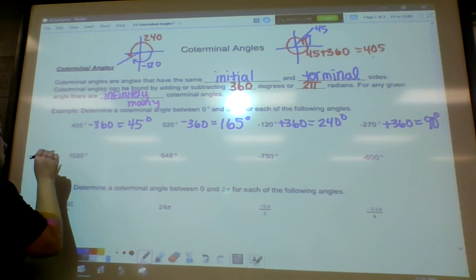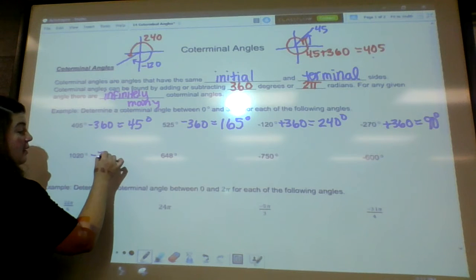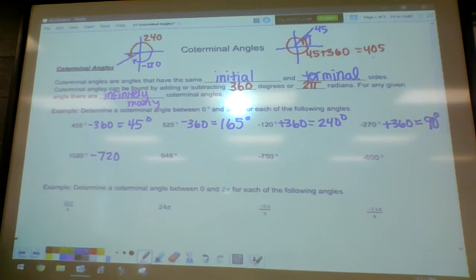All right, up next, 1020. And so what do you know about 1020? Think about the number 1020 degrees. Has it gone around the circle once? It's gone around twice, right? Twice plus a little extra. So you can subtract 360 and then subtract 360, or you can subtract 720. So you can kind of help yourself out by knowing the 360s, how many times 360 around is.